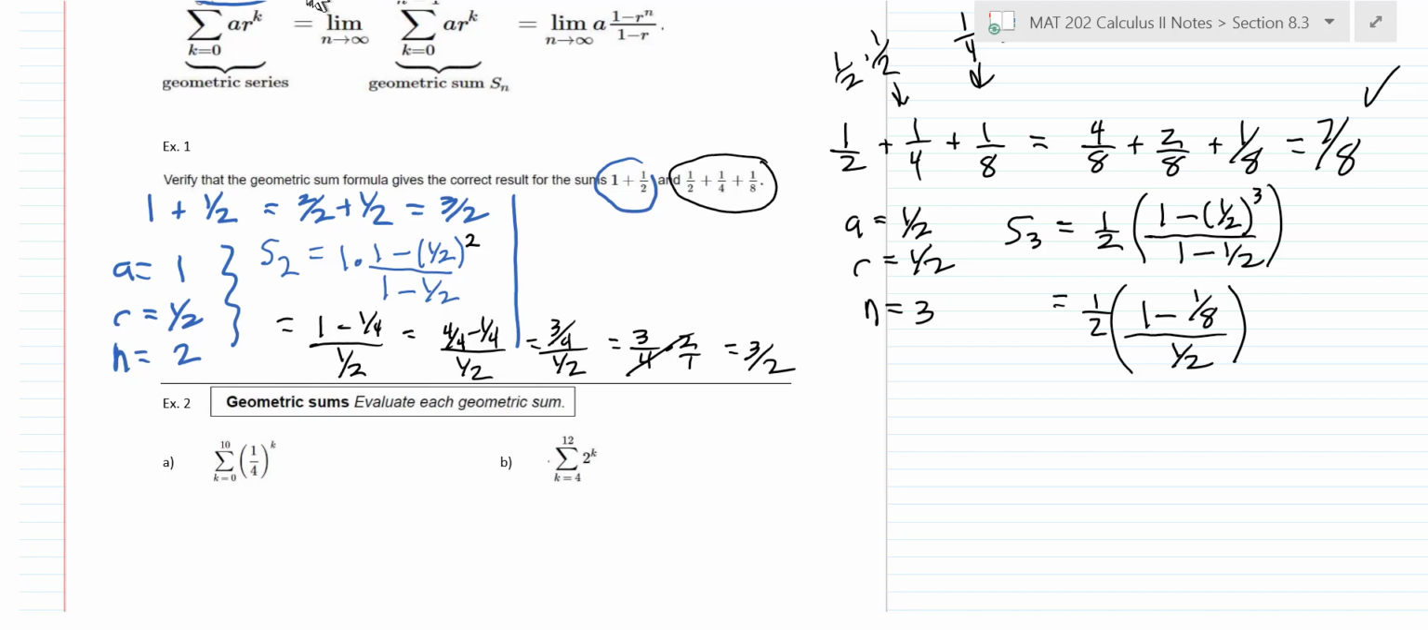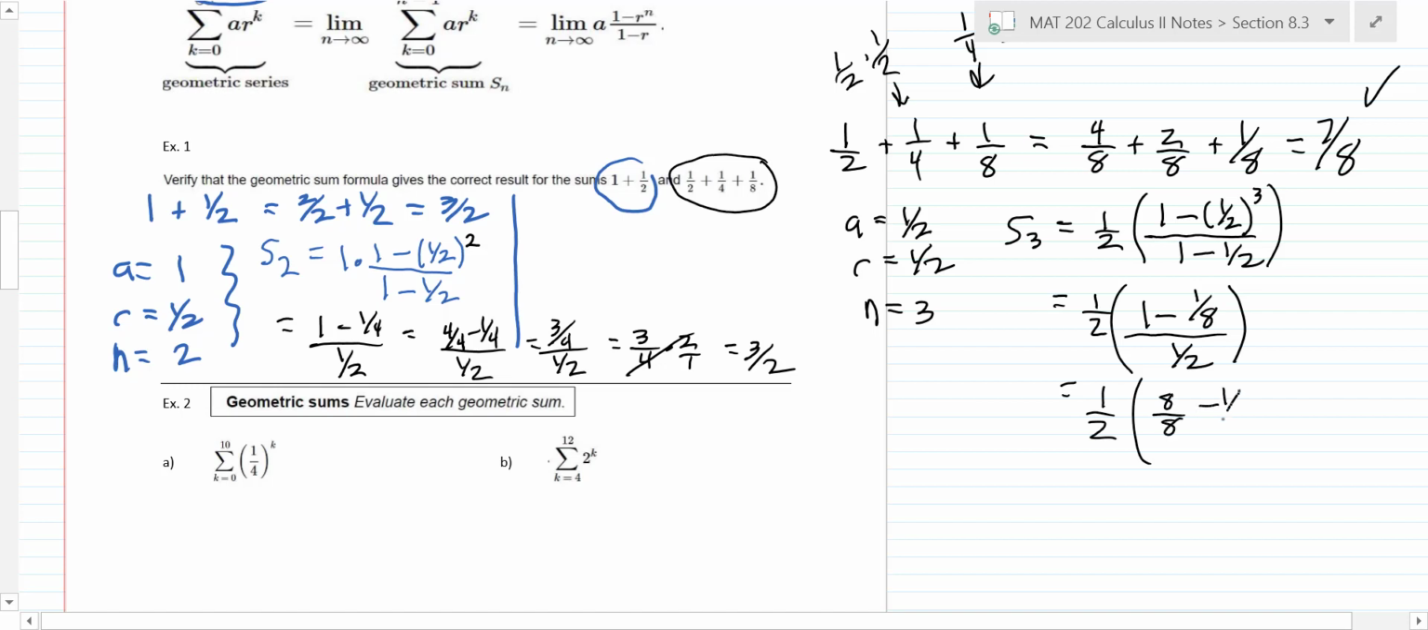Actually, I changed my mind. I'm just going to do it this way. Okay, let's just do 1/2. I'll do it the other way in a minute here. That's going to be 8/8 minus 1/8 all over 1/2. So that's 1/2 times 7/8 all over 1/2. Notice the halves cross out, so we got 7/8. Okay? So that's how that works out.